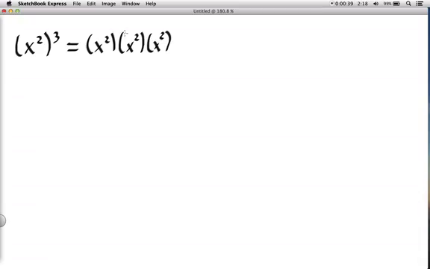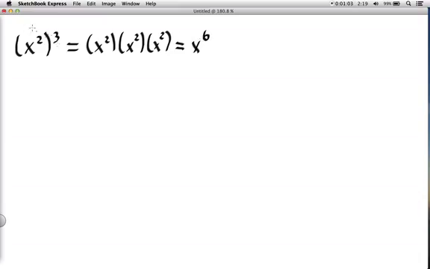So now we've turned this into what we did in the last video, which is just multiplying with exponents. So what we do is we add the exponents. 2 plus 2 plus 2 is 6. So we will have x to the 6th. And what you'll notice is that 2 times 3 equals 6.